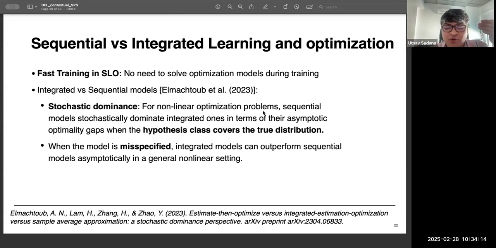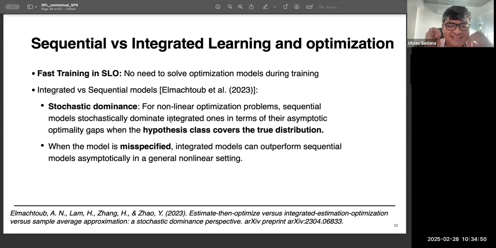So basically, if you know that your hypothesis class covers the true distribution. For instance, in the newsvendor problem, suppose that the true distribution of your demand is a gamma distribution, and you also see that your hypothesis class has this gamma distribution. Then you can show that asymptotically sequential models will perform better than integrated models. There is a result in this paper by Al Maktoub and others.